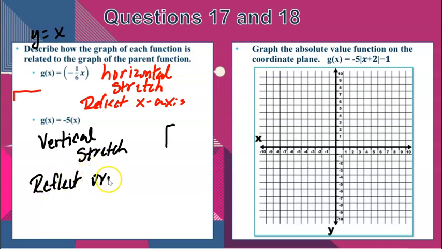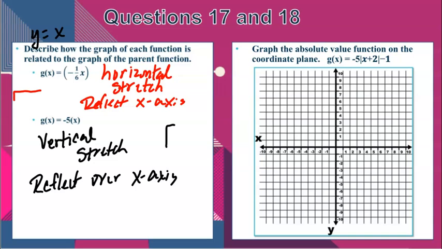And it's reflected over, since this one's affecting my y. So if it affects my y coordinate, it goes from a positive y to a negative y. So this is over the x-axis.